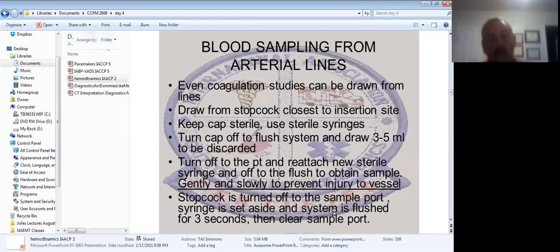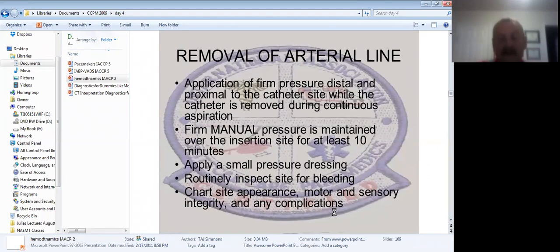So you can, of course, draw samples from art lines. These are just some steps to help you if you need to do that. If you had to remove an art line in transport, the take-home point here is to make sure that you document when and how and why you did it, and that you did maintain pressure dressing over the site, again, because that is, of course, an arterial hemorrhaging event that's going to be occurring when you remove that. So again, make sure that you document very, very, very well.